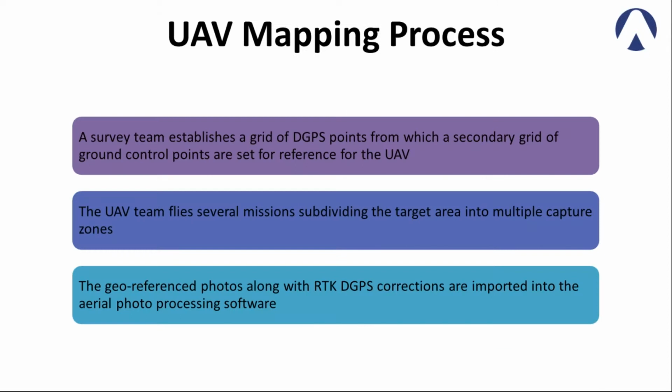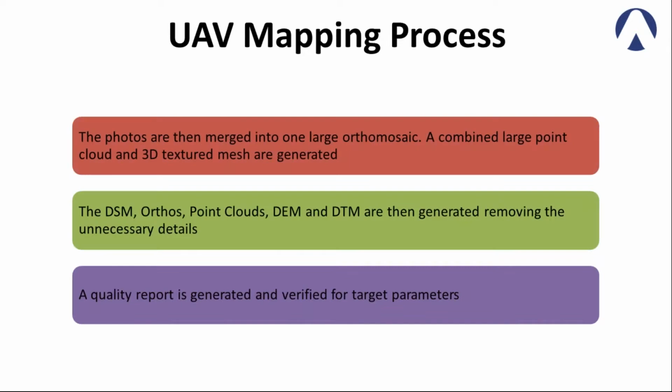In the UAV mapping process, a survey team establishes a grid of DGPS points from which a secondary grid of ground control points is set for reference for the UAV. The UAV team flies several missions, subdividing the target area into multiple capture zones. The geo-referenced photos, along with the RTK DGPS corrections, are imported into the aerial photo processing software.